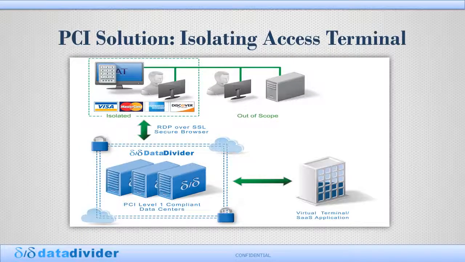Here is a schematic of what is going on with DataDivider's isolating access terminal. Without changing anything about the agent's workstation or network, we can simply and quickly insert DataDivider between the workstation and the processor, reducing scope and the need to implement other costly controls. The agent who is processing the cards launches IAT, and by virtue of doing that, they are not bringing the local network into scope. Instead, the data is entered directly into the DataDivider environment and passed on to the virtual terminal.